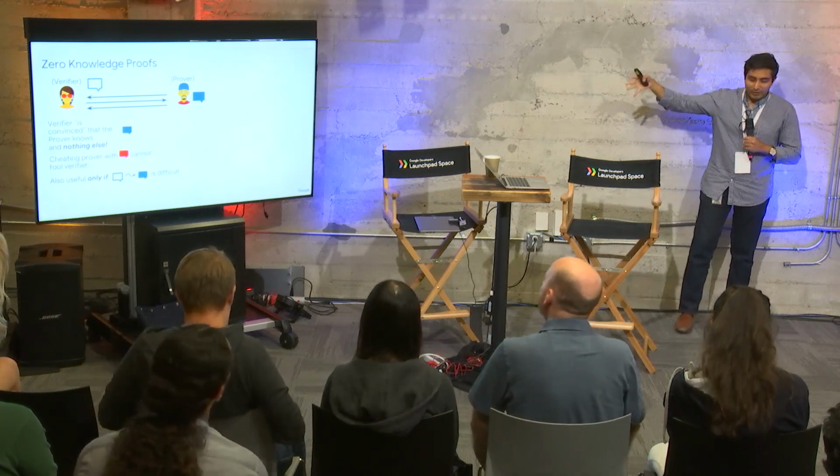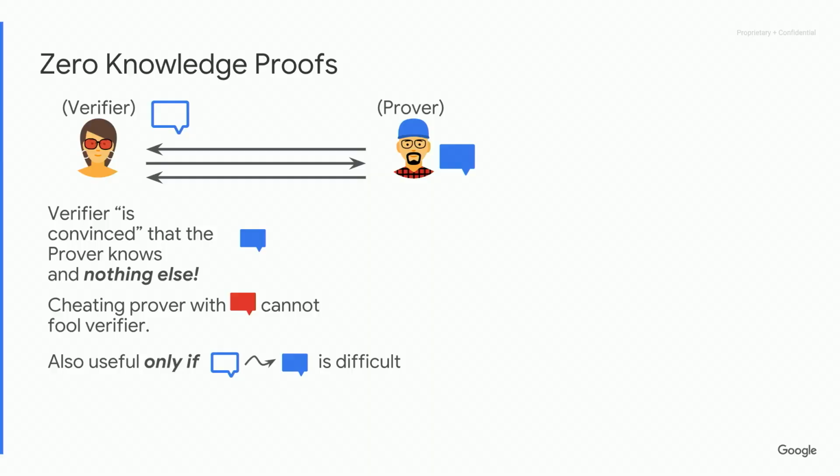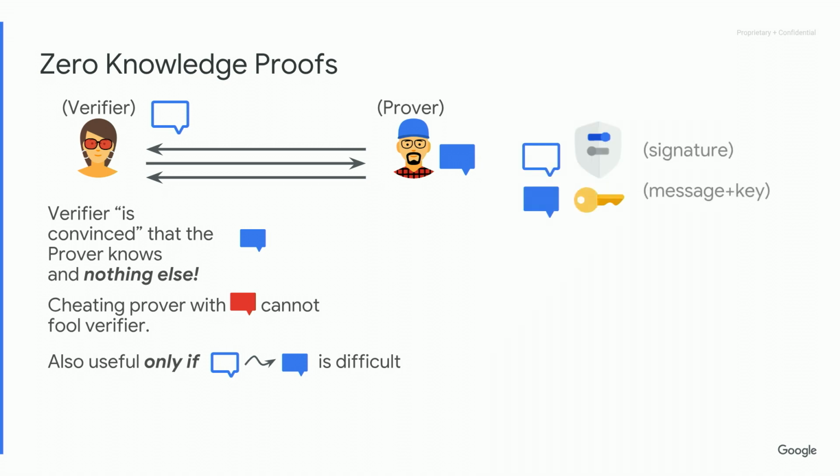So I've hopefully convinced you, at least in one scenario, that you could have this protocol between two parties, such that one party has a secret and the other party is convinced that the first party has a secret without really learning anything else about it. What do you do with this?